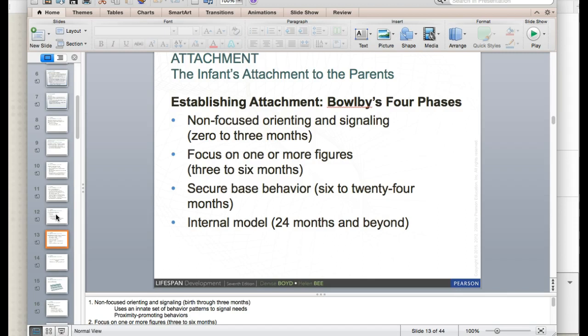And this talks about when these attachment styles are established. Non-focus orienting and signaling, that's 0 to 3 months. So that would occur with the still face baby. Focused on one or more figures, 3 to 6 months. Secure base behavior, 6 to 24 months. And internal model.